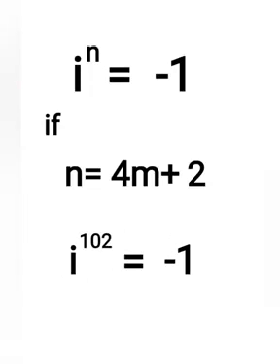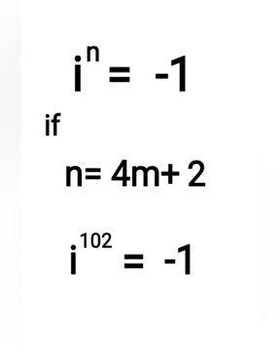Now we have one more case, that is iota raised to power n is equal to minus 1 if n is equal to 4m plus 2. That is, if we divide n by 4, we get 2 as remainder. Example, iota raised to power 102 is equal to minus 1. If we divide 102 by 4, we get 2 as remainder.